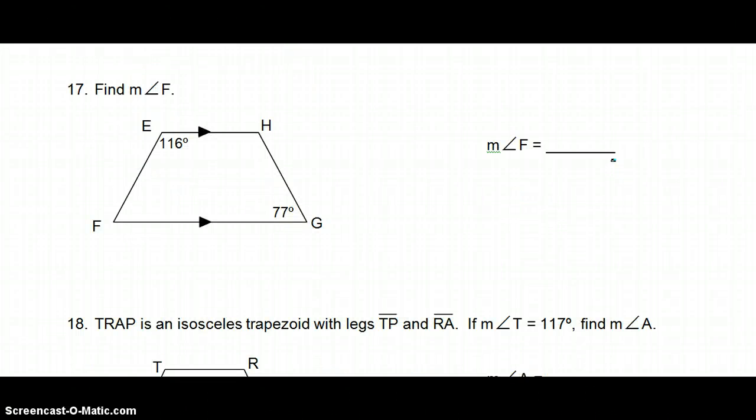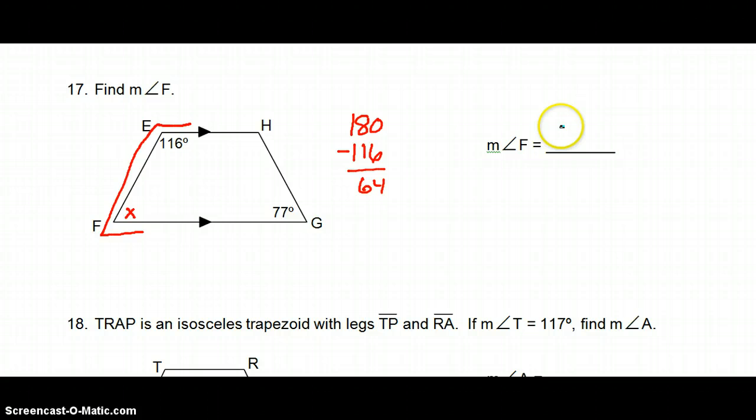17, now we want to find the measure of angle F, this one down here. Okay, again, the only thing that we know is that these angles are supplementary, so all we have to do is 180 minus 116, that gives us 64, so the measure of angle F is 64 degrees.